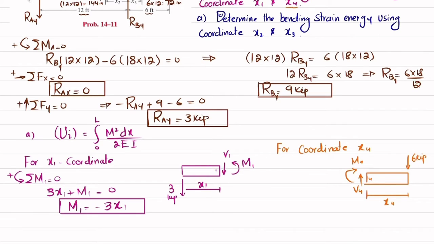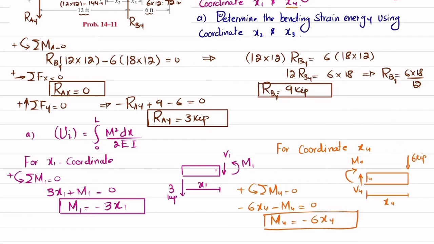Let this be point 4. So how will we find this M4? By using the equation of equilibrium, that the sum of all moments about point 4 is equal to 0, taking the counterclockwise moment as positive. So this force 6 into x4 is producing a moment about point 4 that is clockwise, so it will be minus 6x4. So minus 6x4 plus this M4 is equal to 0. So from here you will get M4 is equal to minus 6x4.